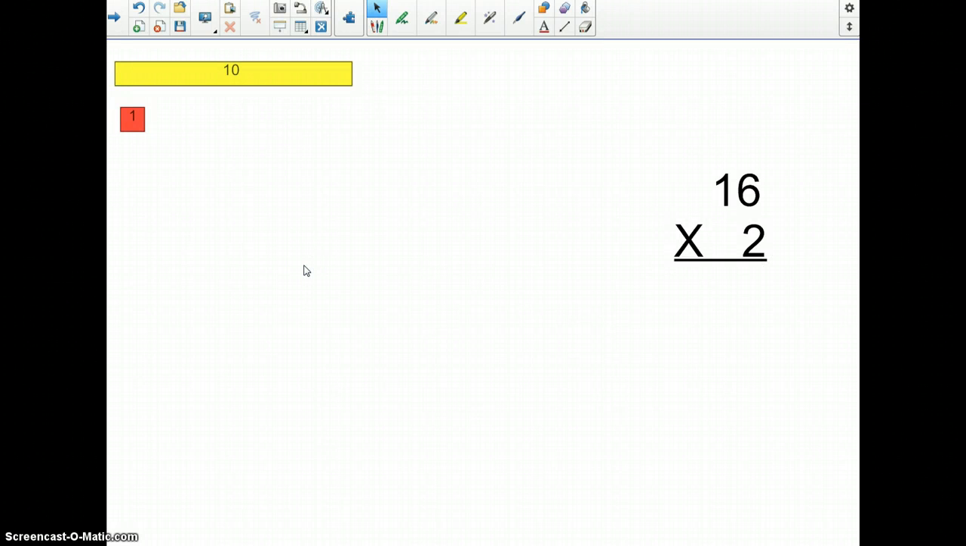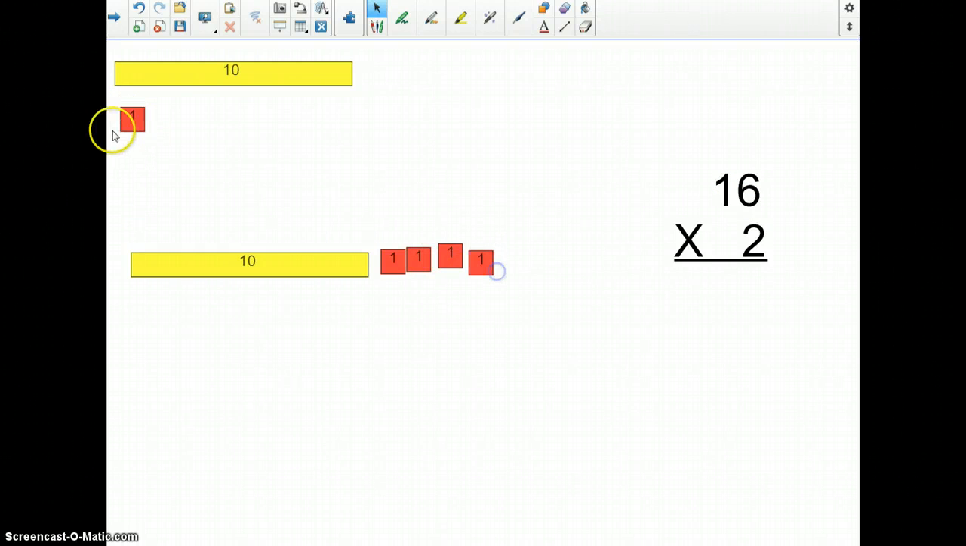Okay, ladies and gentlemen, let's review what we did yesterday. 16 times 2. I'm going to look at the 16 first, the first number or the bigger number, whatever helps you. So I'm going to look at the bigger number and I'm going to say, okay, I have 110. So there's my 110. And I have 6 units. So 6 ones. 1, 2, 3, 4, 5, and 6. So I have one group of 16.